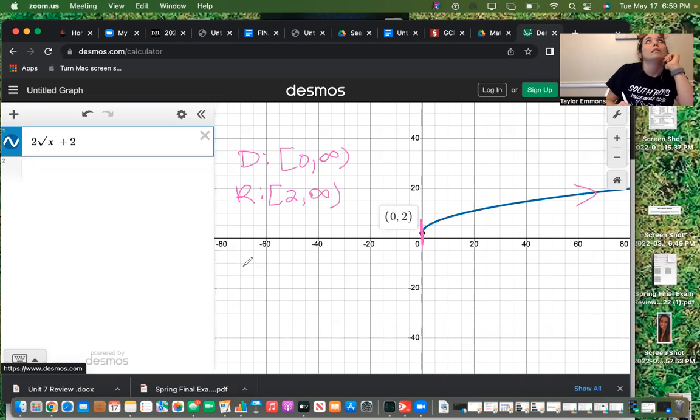For this one, is it increasing or is it decreasing? Well, starting over here, and I keep going along my little curve, it's increasing, right? Well, where is it increasing from? Well, from our domain, it's happening the entire time. So it's going to be from 0 to positive infinity.